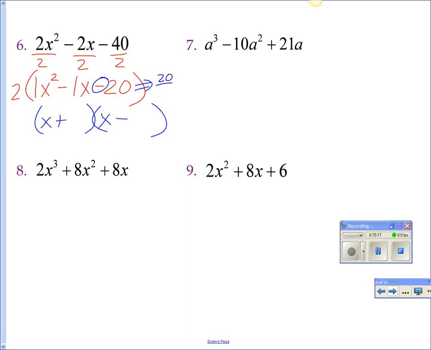Dylan, two things that multiply to give me 20. Good. And Dylan, what do I want 5 and 4 to subtract and give me? Do they? Yes. Okay. And last question, Dylan. Which one goes where? Very good. 5 is bigger, so it goes with a minus. Good job, Dylan. So that is your answer: 2 times x plus 4 times x minus 5. Don't forget to drop down this 2. Okay. All right. Good work, guys.